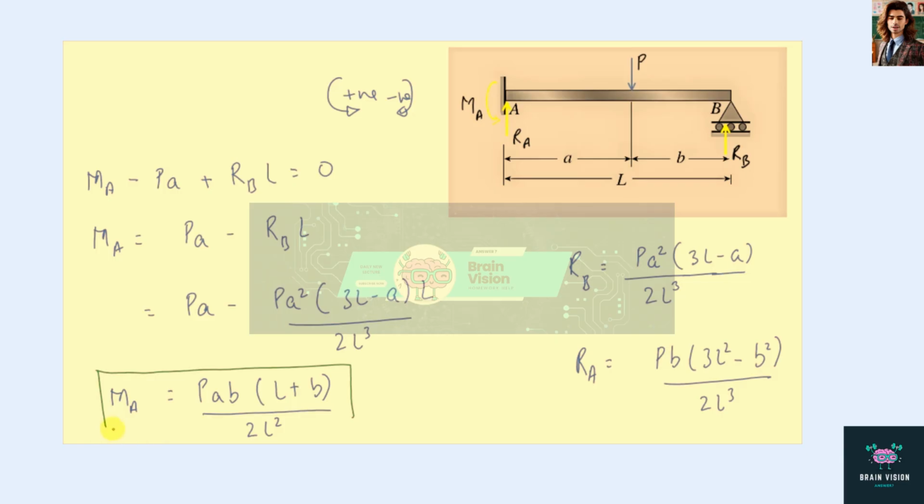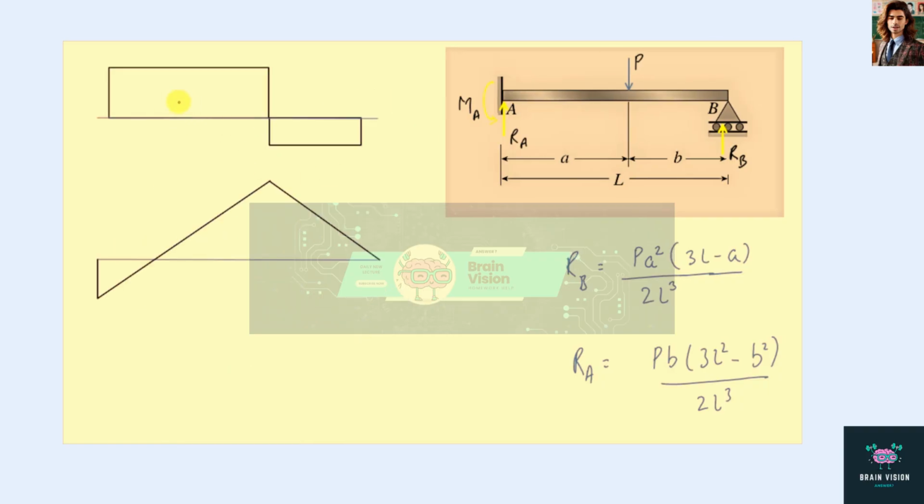Now next I will be drawing the shear force and bending moment diagram of the beam. This diagram is the shear force diagram, SFD. This magnitude represents RA, and this vertical magnitude represents RB. This is positive and this is negative, and this distance is a, and this distance is b.